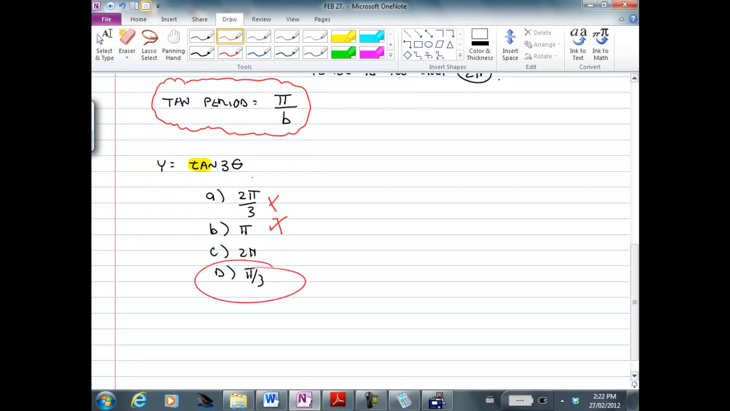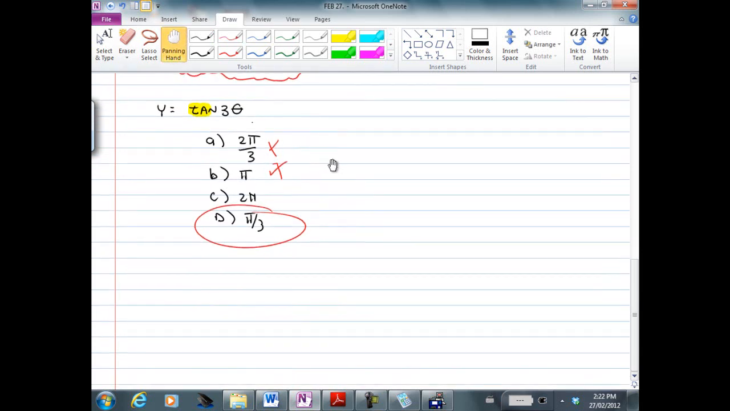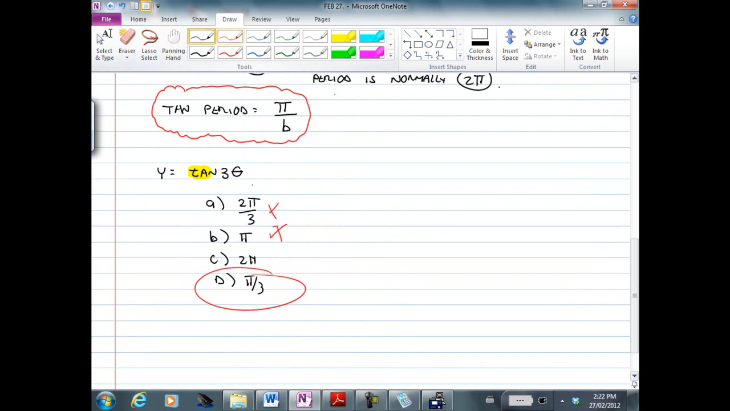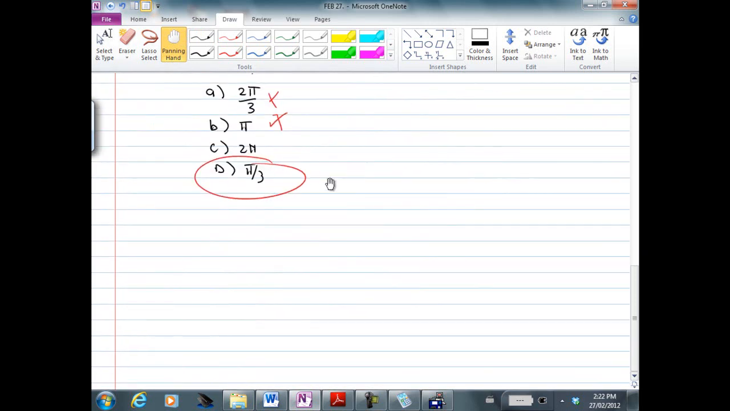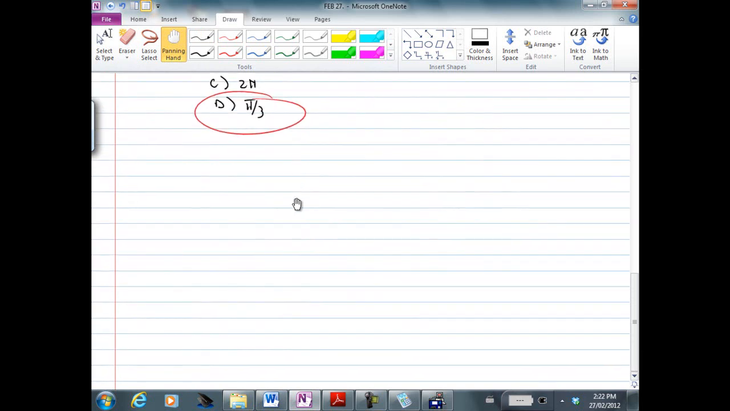This is called tan. Cotangent, same concept. Tan and cotangent have the exact same formula. Cotangent period, exact same thing as tan. There's no difference. Pi over b. That's it. Guys, gals, your work for today. Are you serious? No, I'm not. You actually fell for it? Here. So that is the period.